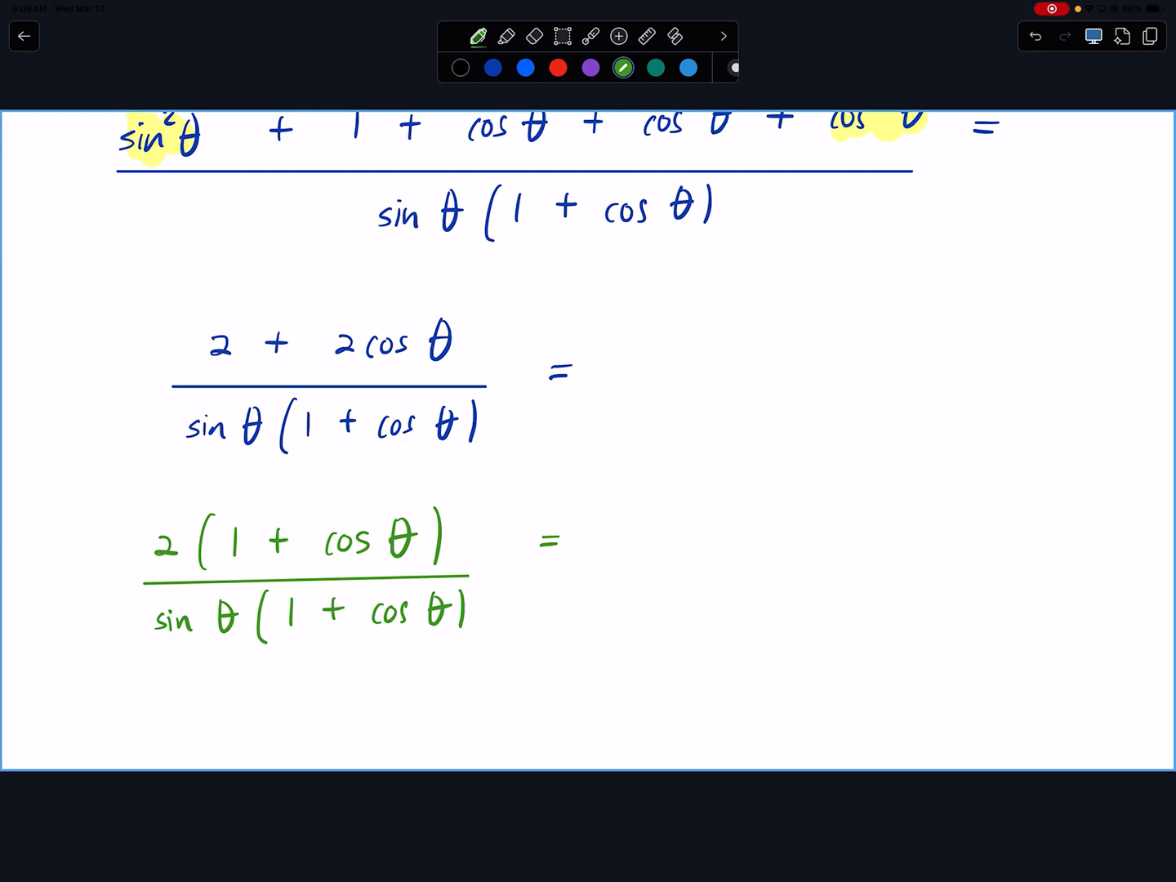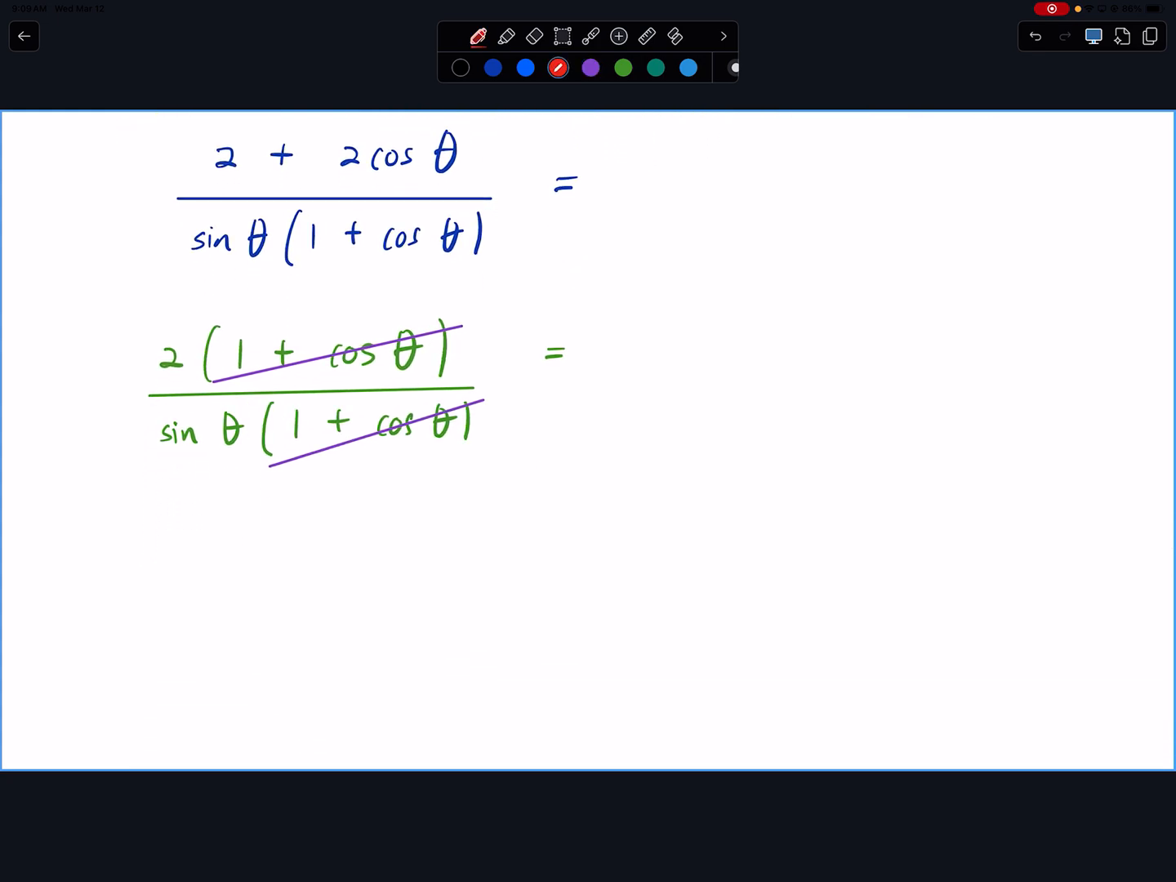And oh my goodness. What happens? So I'm left with 2 over the sine of theta, which is the same thing as 2. When sine's on the bottom, that's the same thing as which trig function? Cosecant. Check.